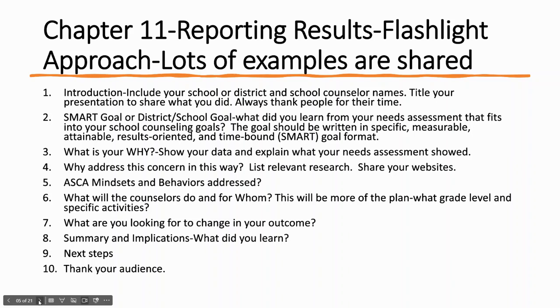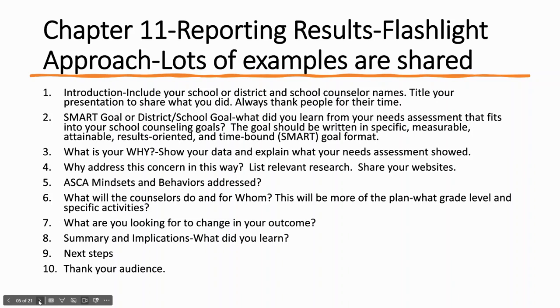And then you need to have relevant research that shows that this isn't just something that you think is important. You actually have research that shows why this is so important. And then share those websites with your people. And I've shared all throughout the class different websites that you can go to get that relevant research. Make sure you include what ASCA mindsets and behaviors were addressed.